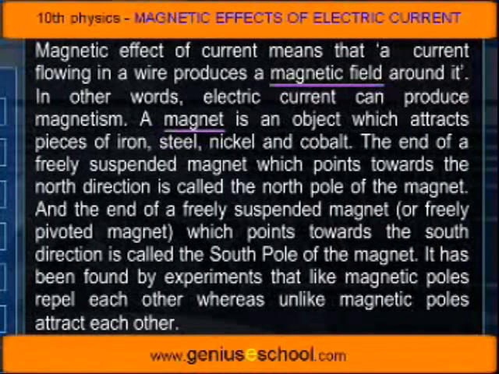The end of a freely suspended magnet which points towards the north direction is called the north pole of the magnet, and the end of a freely suspended or freely pivoted magnet which points towards the south direction is called the south pole of the magnet. It has been found by experiments that like magnetic poles repel each other, whereas unlike magnetic poles attract each other.